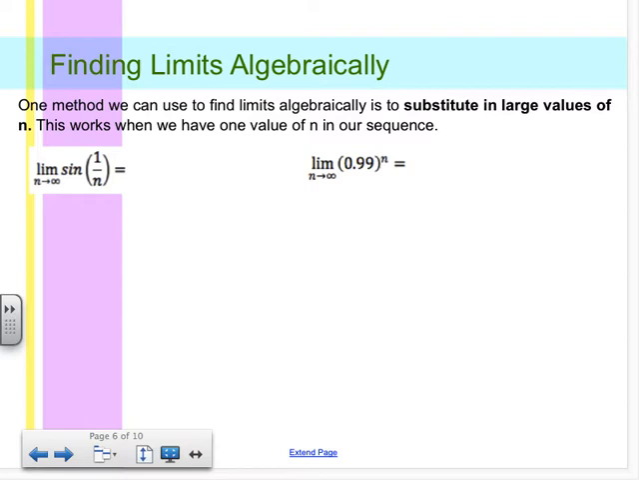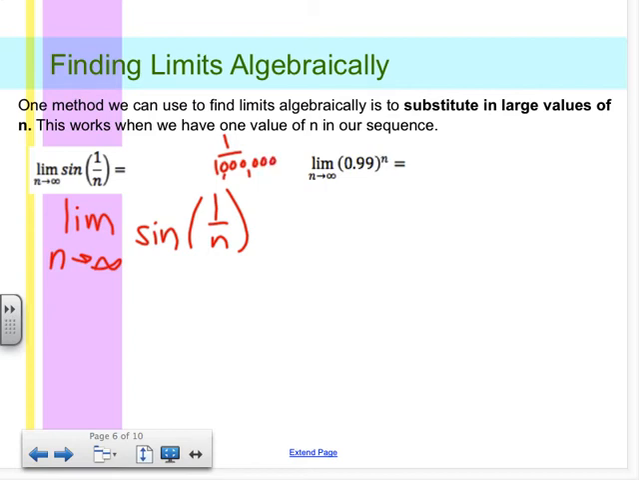For the ones that you're going to see in this video, there's only going to be one n value. How I would go through and solve this is I want to basically just plug in really, really large numbers. So if I'm looking at the limit as n approaches infinity of the function sine 1/n, let me just plug in a really large number for n. So say I plug in 1/1,000,000, something like that. That's practically going to be 0. The larger that number gets, the closer and closer I'm going to get to 0.